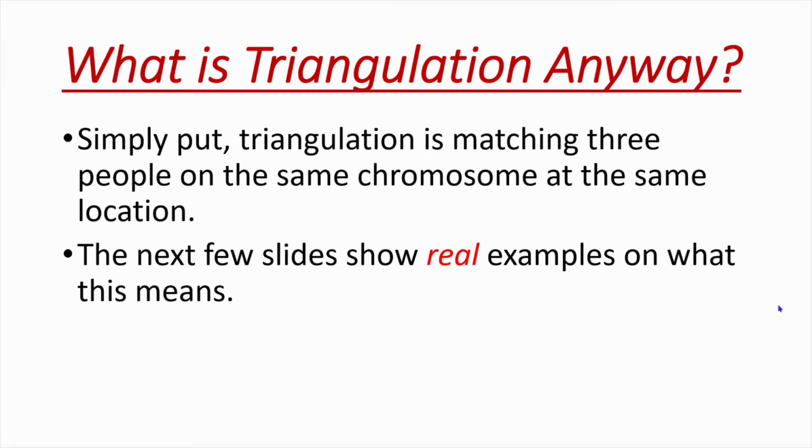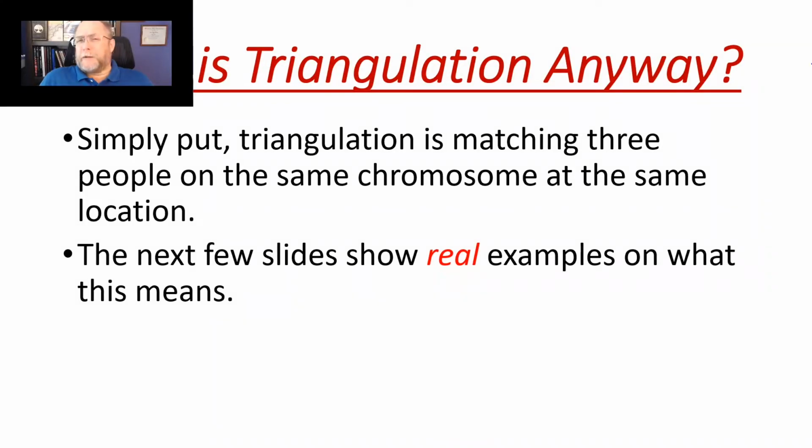So what is triangulation anyway? Simply put, triangulation, or tri, means three. In this case, you have three people that are on the same chromosome at the same location. The next few slides are going to show actual live data from my MyHeritage account, and hopefully will help us understand together.